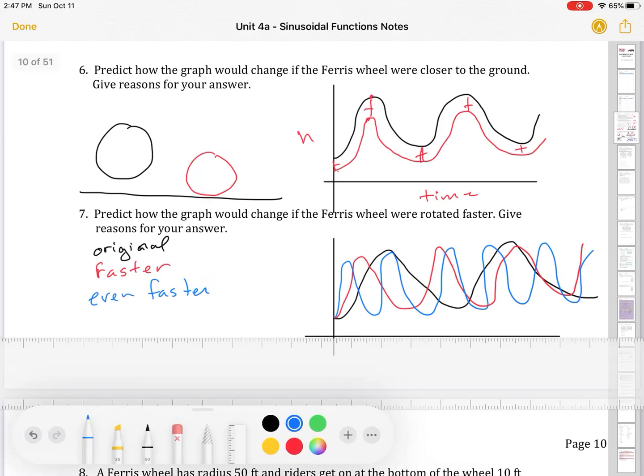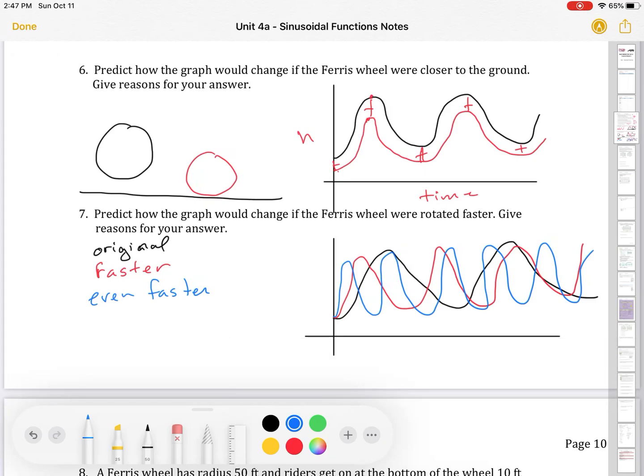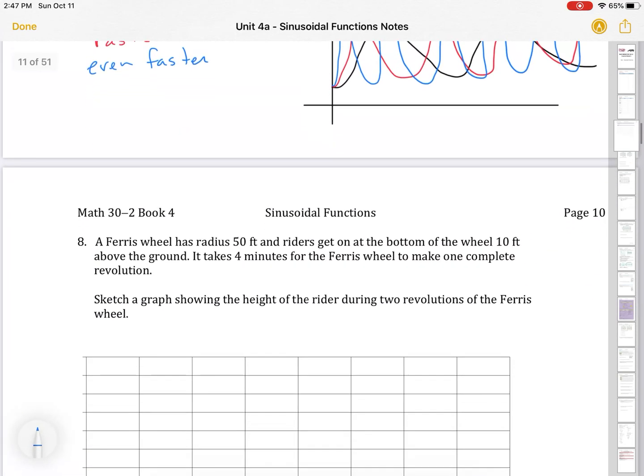Yes, trust me. Okay, let's ditch that ruler. Okay, and we're going to move it up.